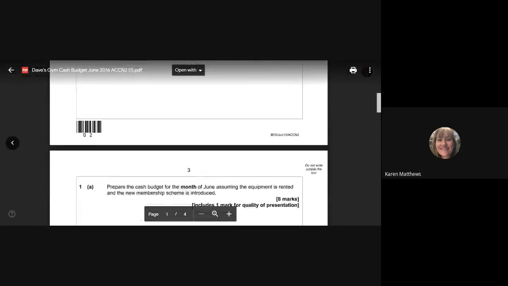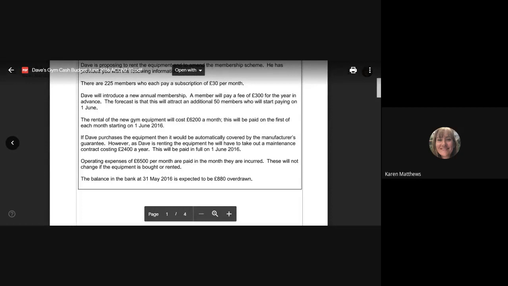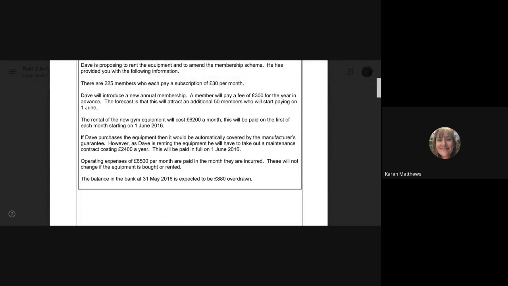Let's just have a quick look up here. £2,400. He's paying it all in June, so it'll be a cash outflow in June. But actually, in terms of expenses, it's going to accrue at the rate of £200 a month. So although he's paid the whole lot in advance, most of that is going to be a prepayment. We only want June's to be included in there.